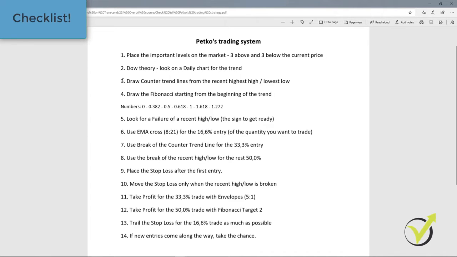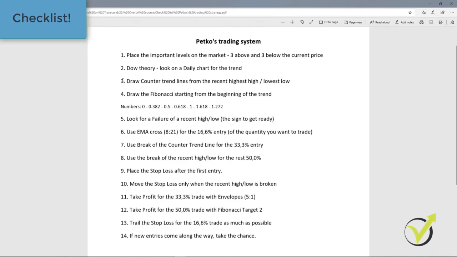So you need to look for the counter trend line which you will use. 4. Draw the Fibonacci starting from the beginning of the trend, as I have shown already, and below are the numbers that I use. 5. Look for a failure of the recent high or for a failure of a recent low. This is the first sign that will tell you to get ready for the trading. This is what we are looking for. This is the warning. So we are looking for failure of a recent high when we are selling, and we are looking for failure of a recent low when we are buying.